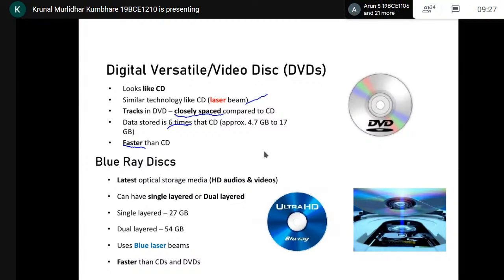So now coming to the latest technology, Blu-ray disc. Blu-ray disc can store high definition audios and videos. These are available as single layer disc, which can store 27 GB of data, and the dual layer disc, where we can store up to 54 GB of data. It uses blue laser beams, whereas in the CDs and DVDs we use red laser beams. The access speed of the data in these discs is much faster than CDs and DVDs.